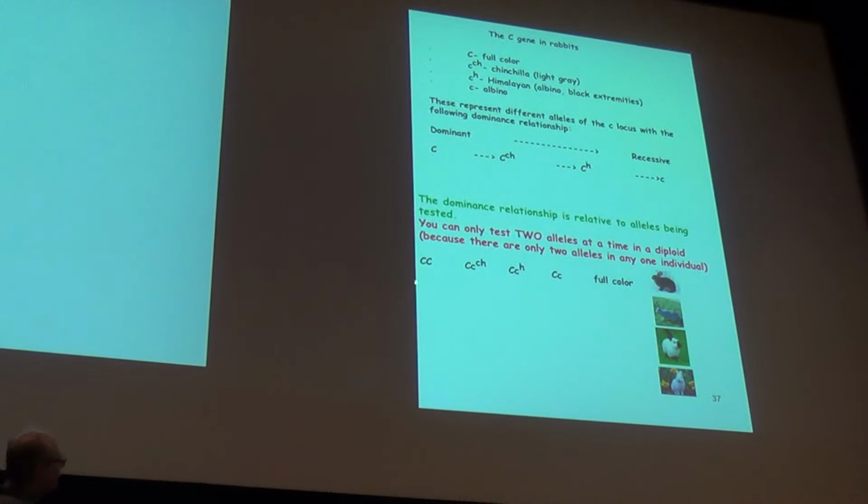So big C is full color. Big C and chinchilla, full color. Big C and Himalayan, full color.